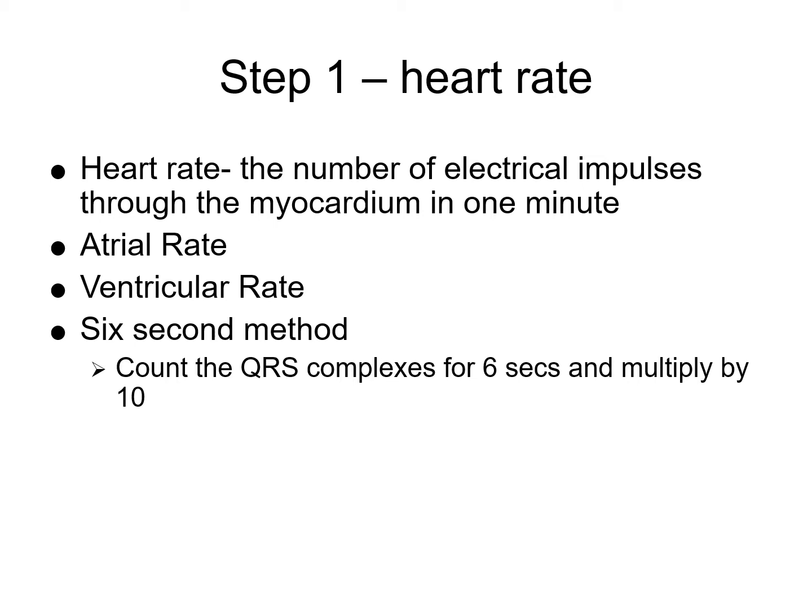So you can use the 6-second method. You would basically count the number of QRS complexes in a 6-second strip and multiply it by 6. Keeping in mind again your normal heart rate is between 60 and 100. Less than 60 is considered bradycardic. Greater than 100 is tachycardic. Again, how is your patient? How are they looking?